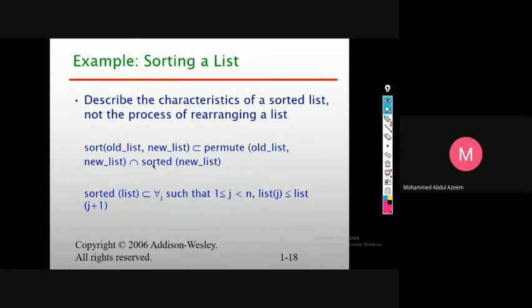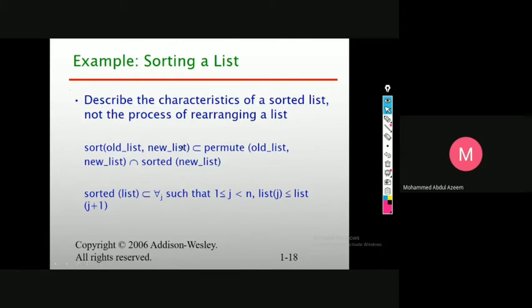For example, you want to sort a list of elements, okay? How do you write a program to sort a list of elements in logic programming? You can see here with an example. Here we are first describing the characteristics of a sorted list. Here we are not going to define the process of rearranging the list. Just define the characteristics of the sorted list.